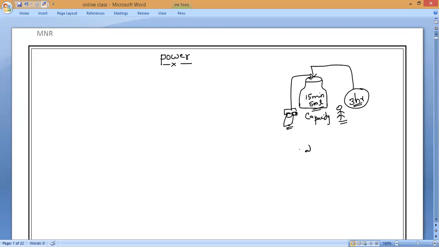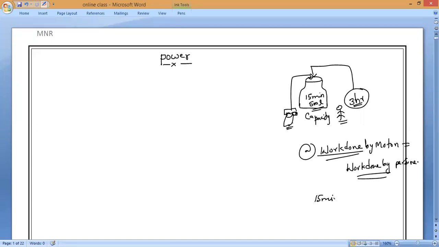So at last, the total work done by the motor is equal to the work done by the person. But if you notice, the work done is equal, but what is not equal? The motor fills the tank fully in 15 minutes, but the person takes 3 hours. So time is not equal. That is what we call power.